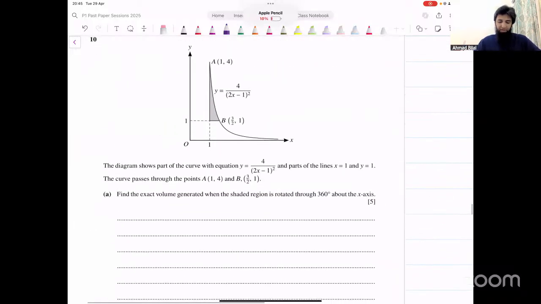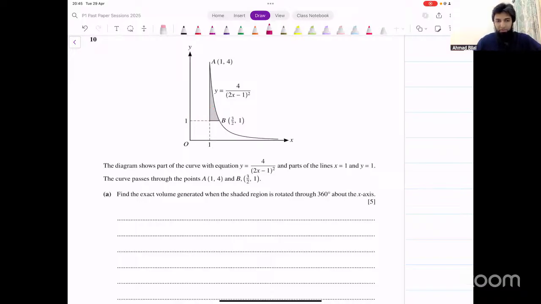3 questions left. The diagram shows the part of the curve with equation y equals 4 over (2x minus 1) whole squared, and parts of the lines x equals 1 and y equals 1. So we've got this x equals 1 line, the vertical line, and the y equals 1 line, this horizontal line. The curve passes through these 2 points. We have their coordinates given. Find the exact volume generated when the shaded region is rotated 360 degrees about the x-axis. This shaded region is to be rotated about the x-axis.